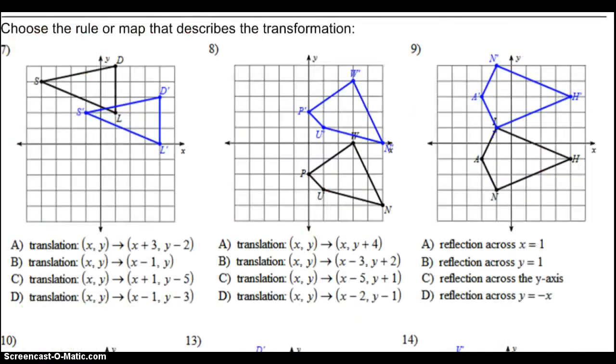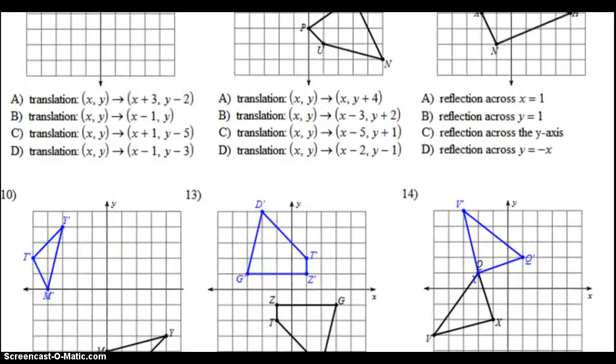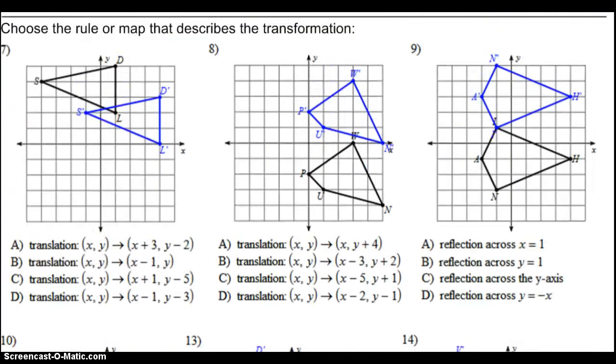Check to make sure you've understood what we've done so far. I want you to complete 7 through 14 by yourself. The answers will not be on this video. Choose the rule that describes the transformation. So I guess I'll give one to you now.